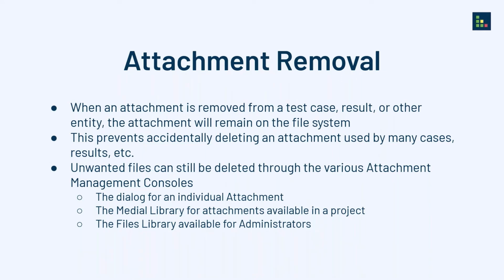So as I mentioned, there's an attachment removal process and an attachment deletion process. When an attachment is removed from a test case, result, or other entity, the attachment will remain on the file system. So this will prevent accidentally deleting the attachments used by many cases. But unwanted files can be deleted through the various attachment management consoles. So the dialog for an individual attachment, which we just viewed, and the media library for attachments available in a project. If you select a file, the delete icon will be available. And then the files library available for administrators. And we will get into the files library in just a moment.